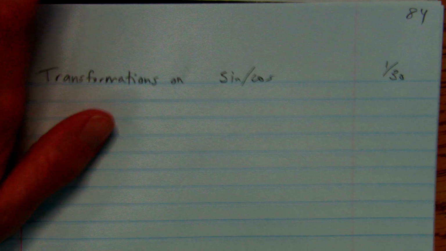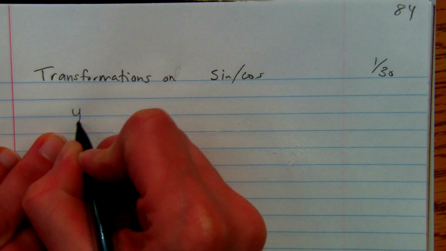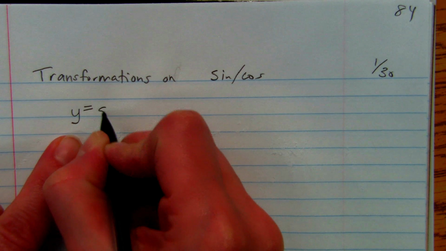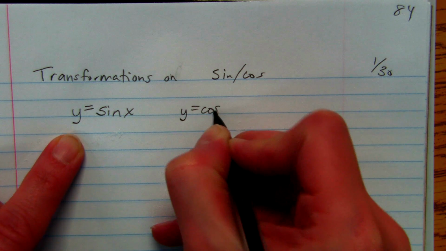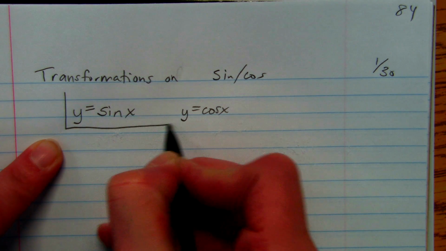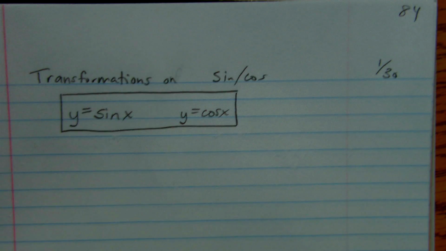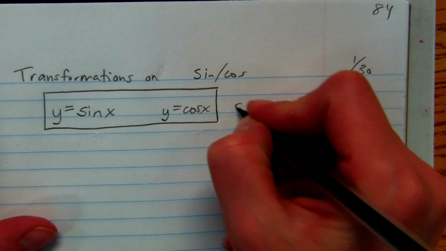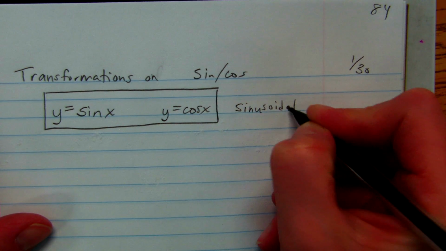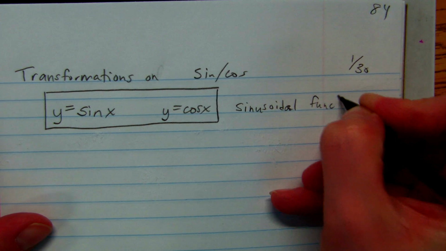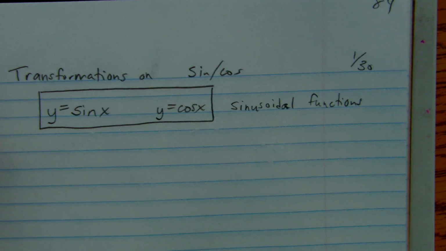All right, so transformations on sine and cosine. At the top of your paper, let's write the most basic equations that we could come up with. So y equals sine x and y equals cosine x are the parent functions for everything we're looking at today. So these are the wavy functions. And there's actually a funny term for this. These are called sinusoidal functions, which basically just means they're sine and cosine and they make waves, which we've been looking at.